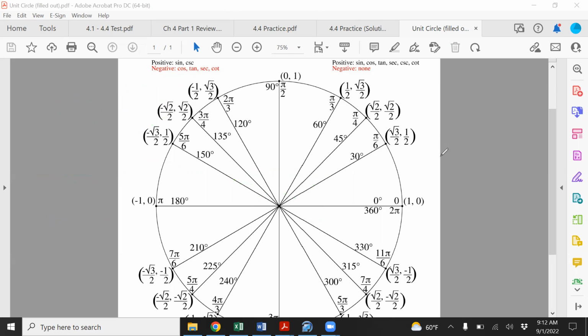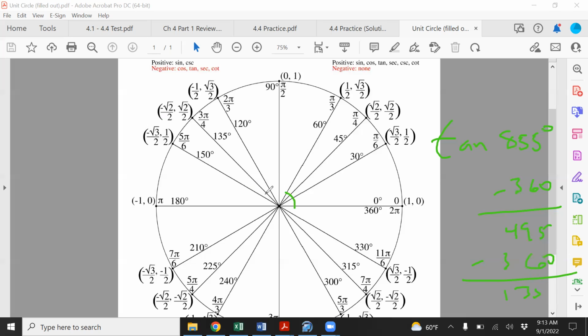Here, let's do another one so you develop more confidence with this. Let's say we've got tangent of 855. Okay, 855. You can subtract 360, which will be 495. Subtract 360 again. That'll be 135.